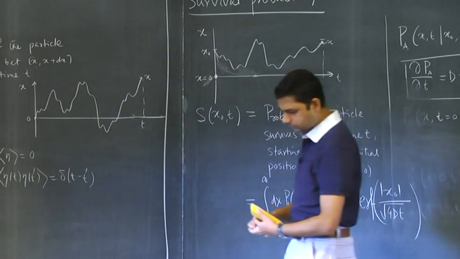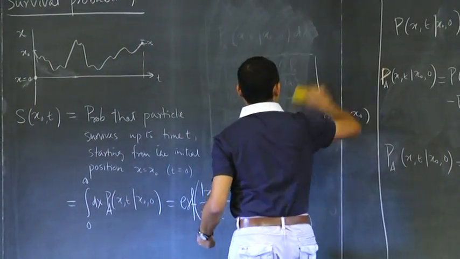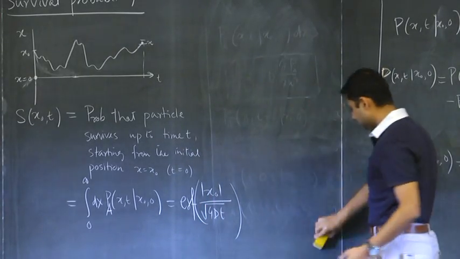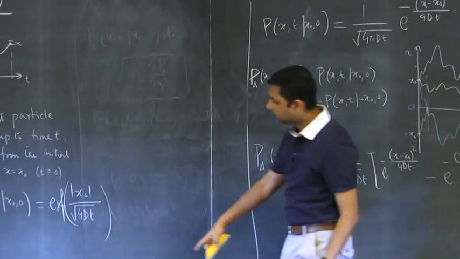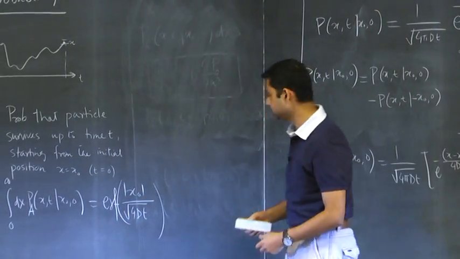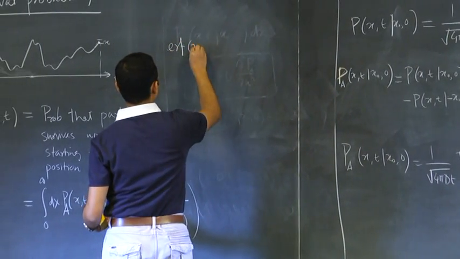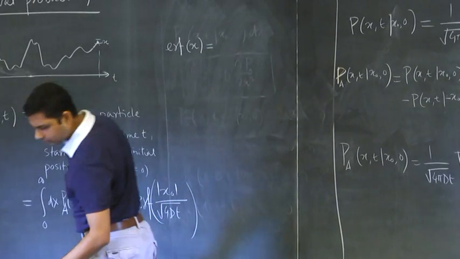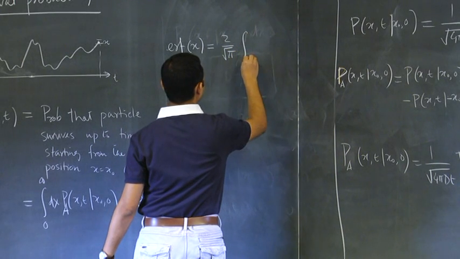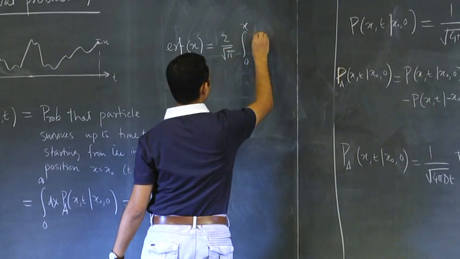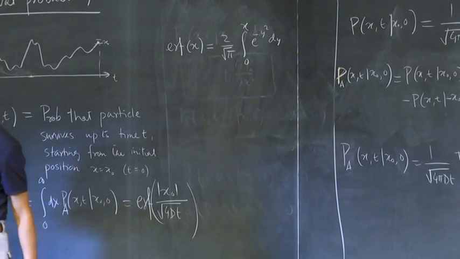So, what is this error function? Let me just write down the definition of the error function. Doing this integral so that this is equal to this is left as a homework exercise. The definition of the error function is 2 by square root of pi, integral from 0 to x of e to the power minus y square dy.